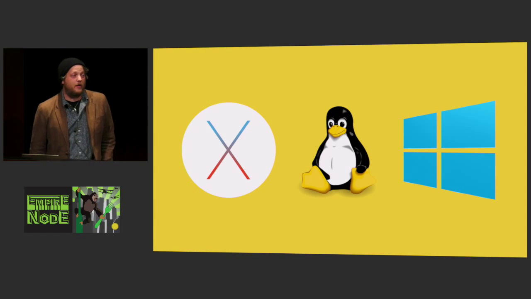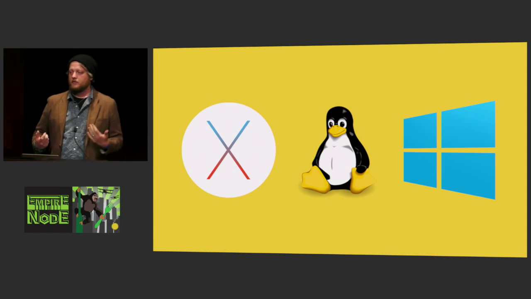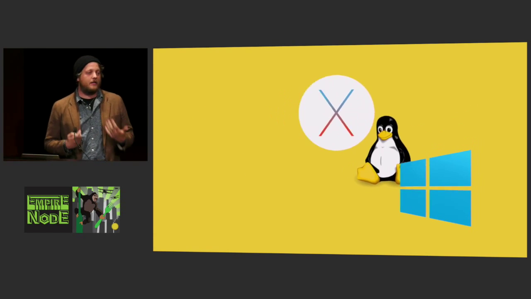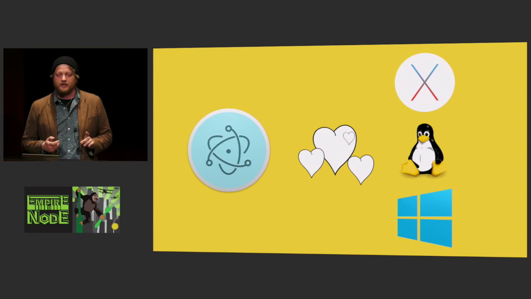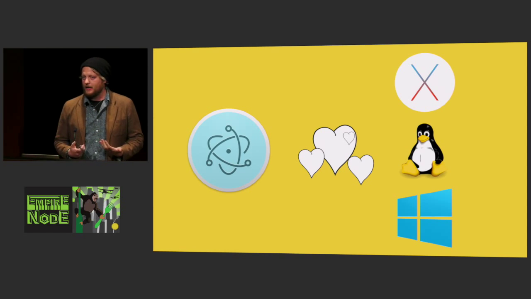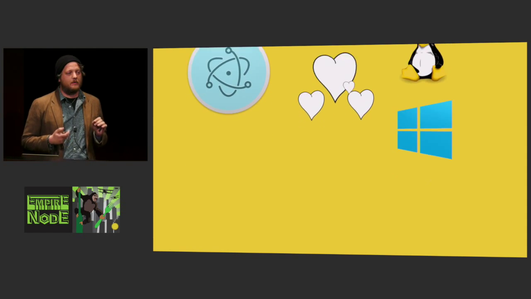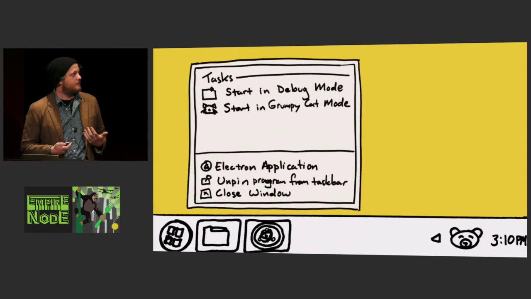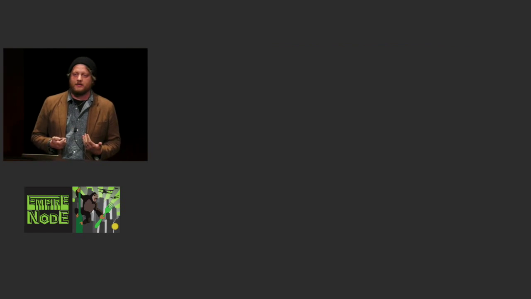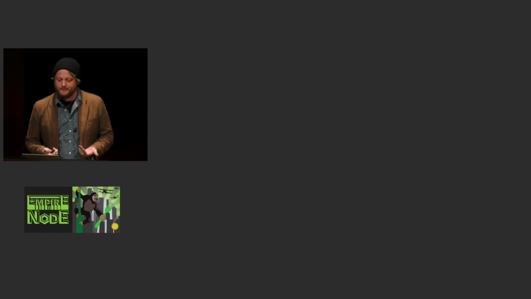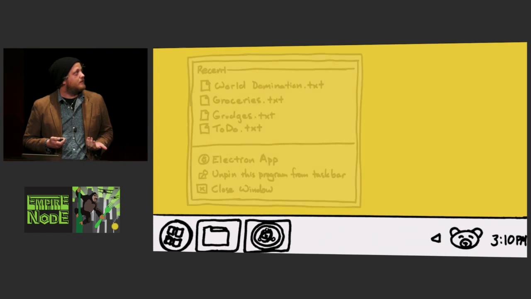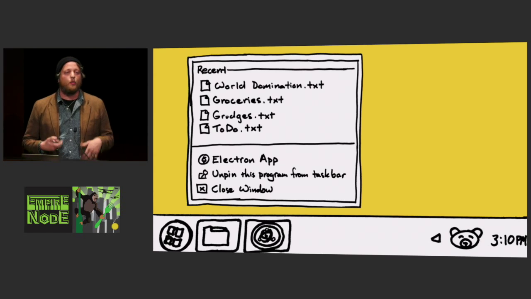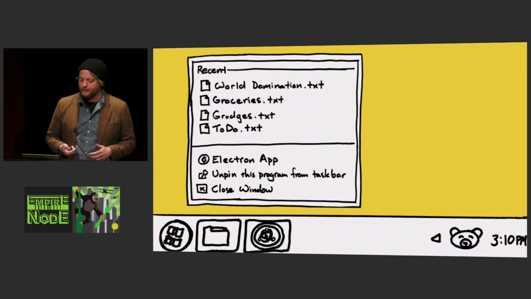Node is cross-platform. Chromium, cross-platform. So it makes sense that Electron apps are also cross-platform. But it gets even a little bit better than that, because not only do they work on every platform, but they also get to bind to native APIs, right? So what we can do is we can put custom tasks in the Windows taskbar or on the dock in OS X. We can actually append to the recent file menu and put documents that have been opened in our Electron app in that menu.